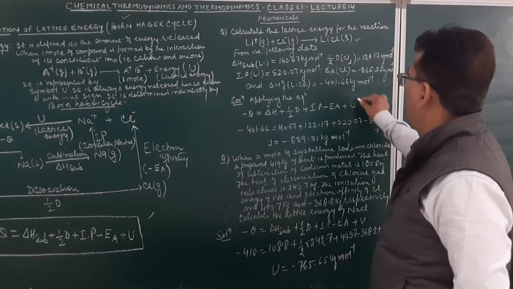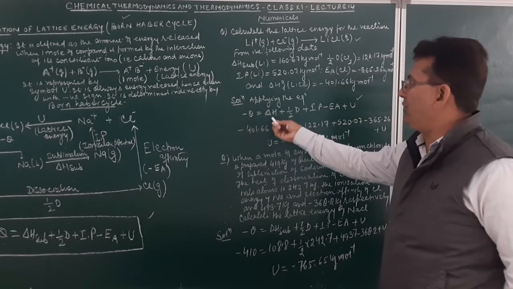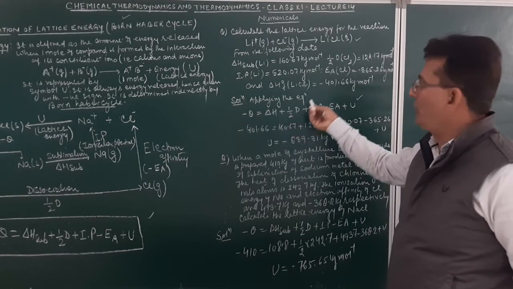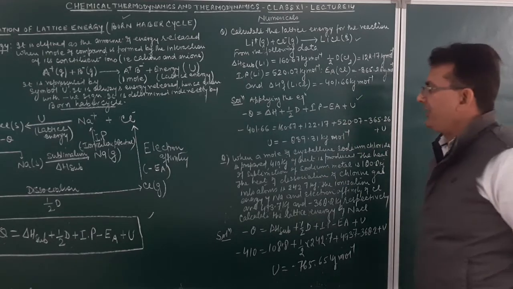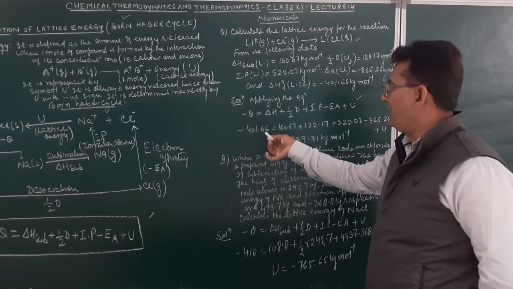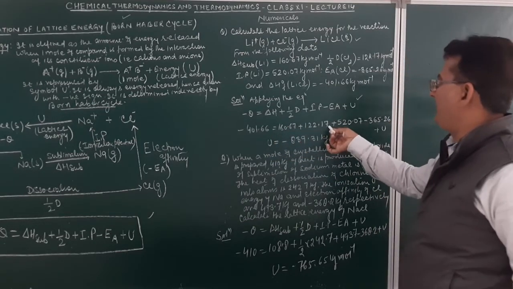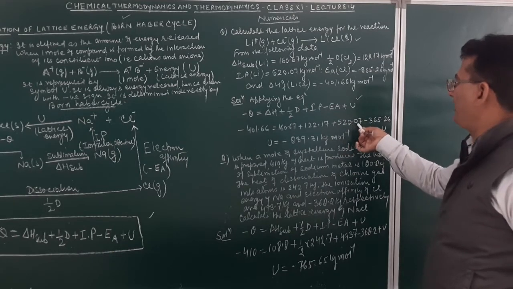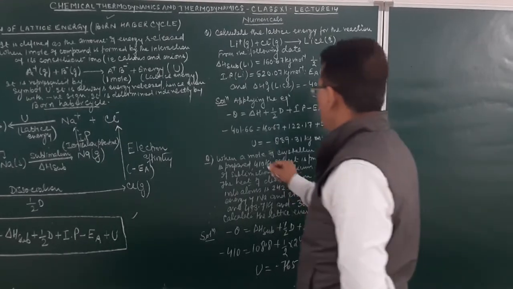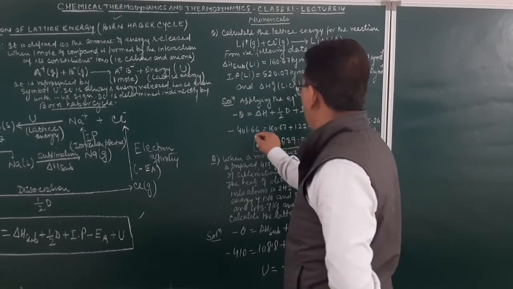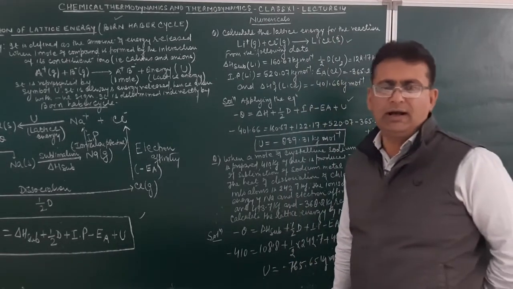What do I have to find out? The lattice energy. So minus Q will be equal to delta H plus half of dissociation plus ionization potential minus electron affinity plus lattice energy. Substituting all the values, this will be minus 401.66 equal to 160.67 plus 122.17 plus 520.07 minus 365.26 plus U. On calculation, the value of lattice energy will come out to be equal to minus 839.31 kilojoule per mole. I think I shall be clear.